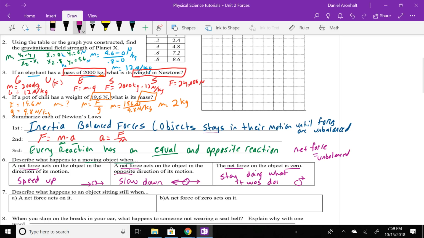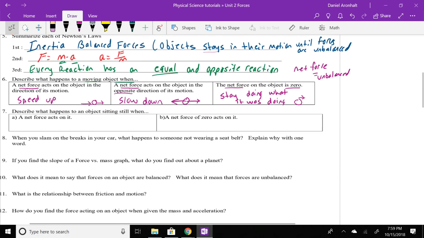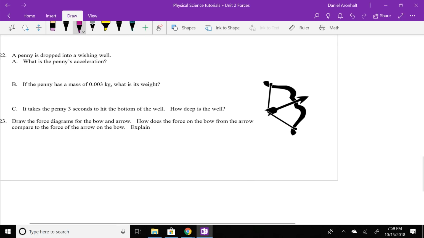Okay? Problem number 7. Describe what happens to an object that is sitting still. That means it's not moving. It's stationary. Okay? So I've got the hockey puck on the ice, and it's not moving. No motion left or right, forwards or backwards. Again, what does the word net force mean here?